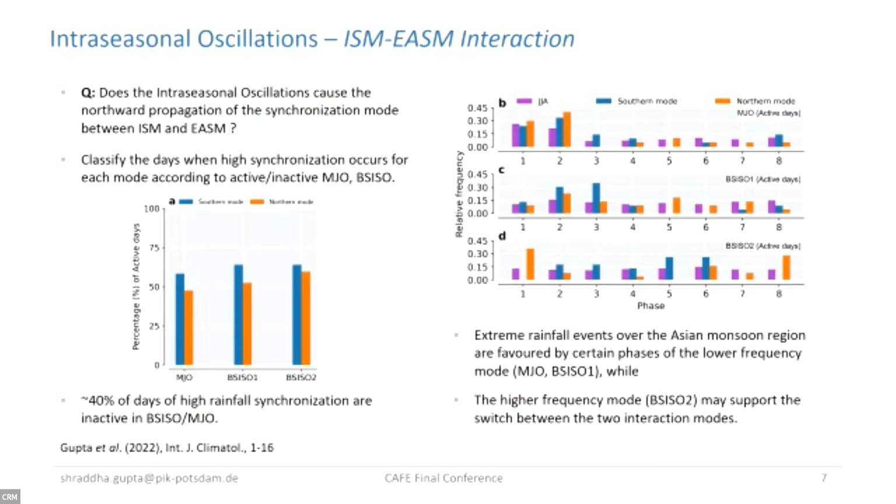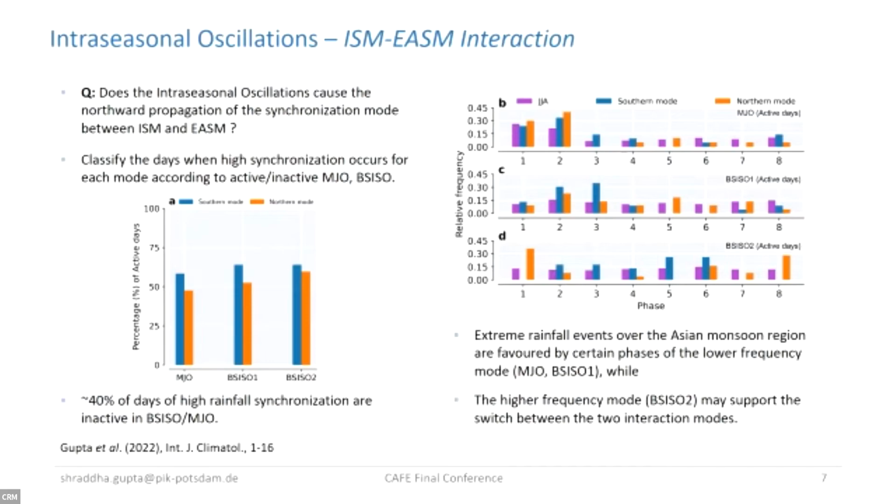Whereas the higher frequency mode, the BSISO2, with a time period of 10 to 20 days, may support the switch between the two interaction modes. As you see, phases 2 to 6 of the BSISO2 tend to favor the southern mode, while from phase 6 to 1, it is more favoring the northern mode.